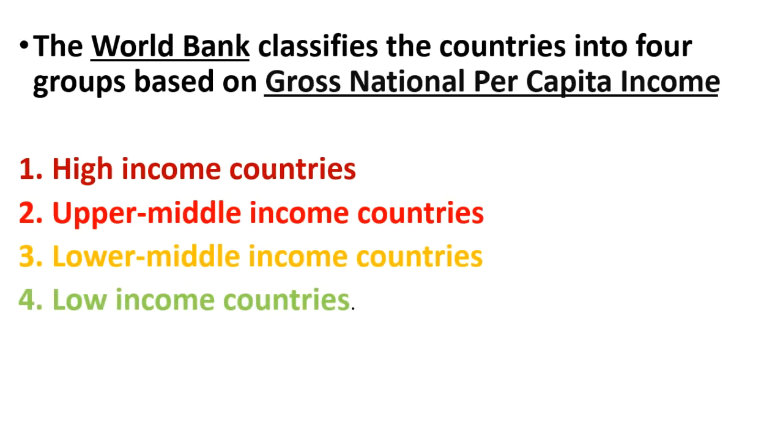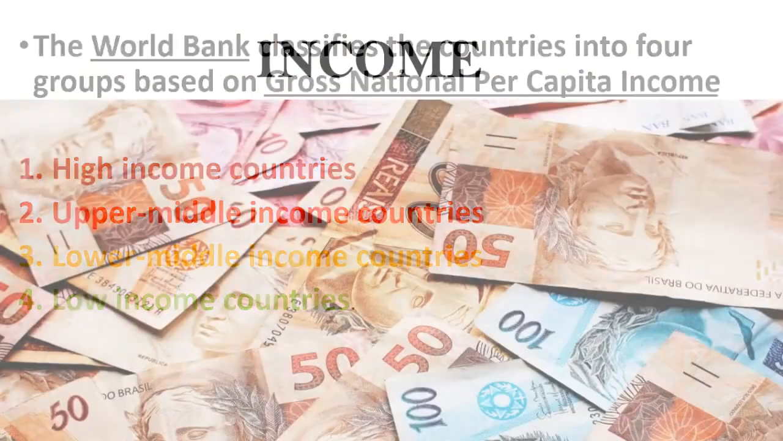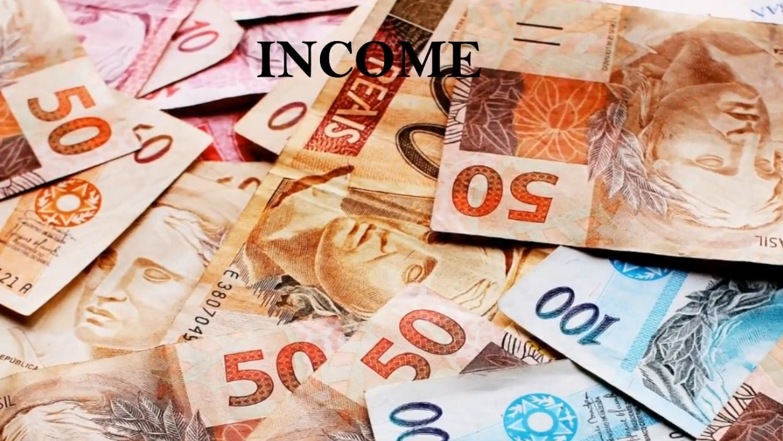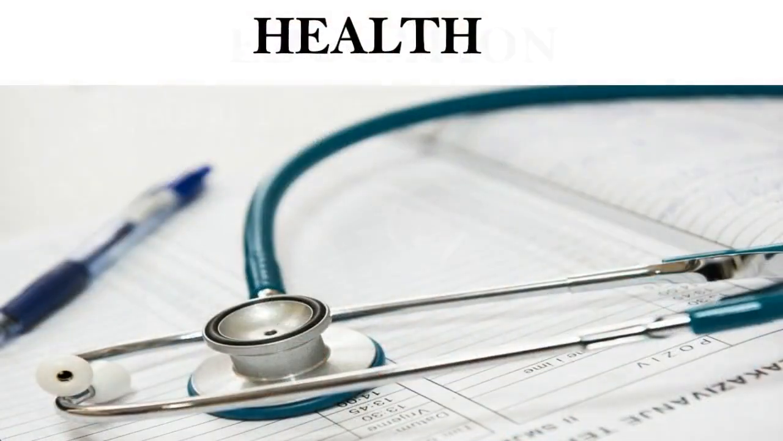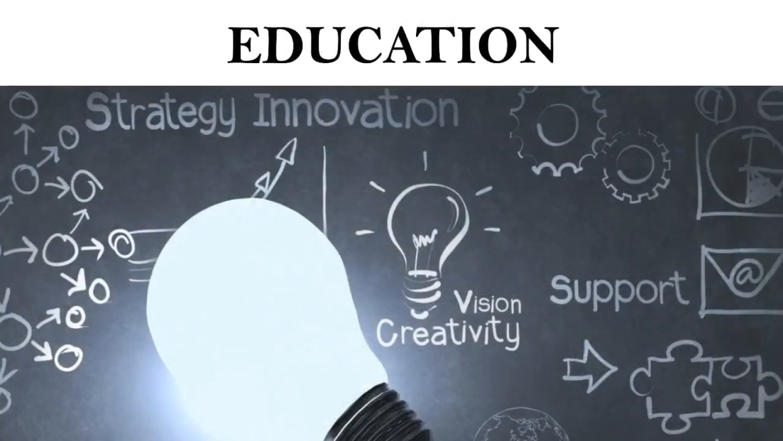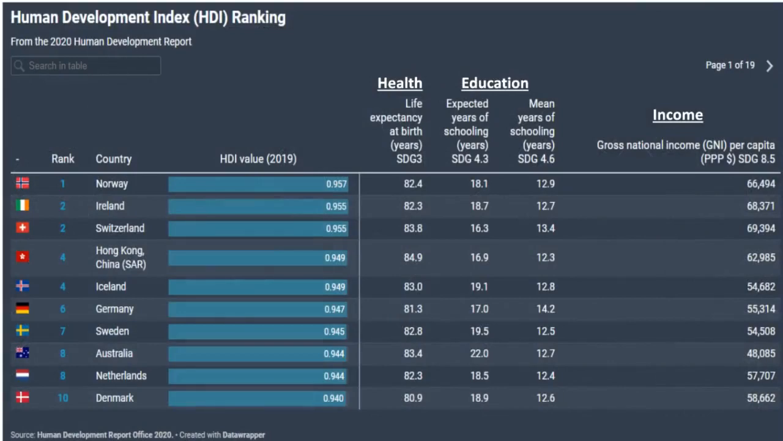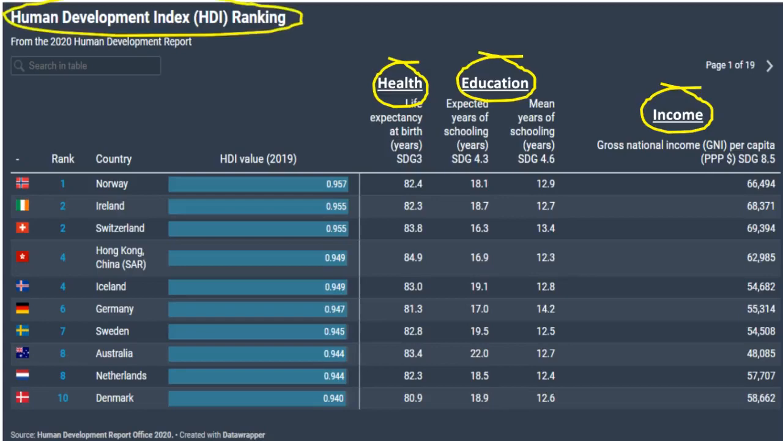Here, countries have been categorized and ranked based on the index income. We know that other than income, there are two more indexes, health and education. Look at this table. The world countries have been categorized and ranked here based on income, health, and education. Instead of using one particular index, they have used all three indexes together. This type of combined index can be called the Human Development Index or HDI.